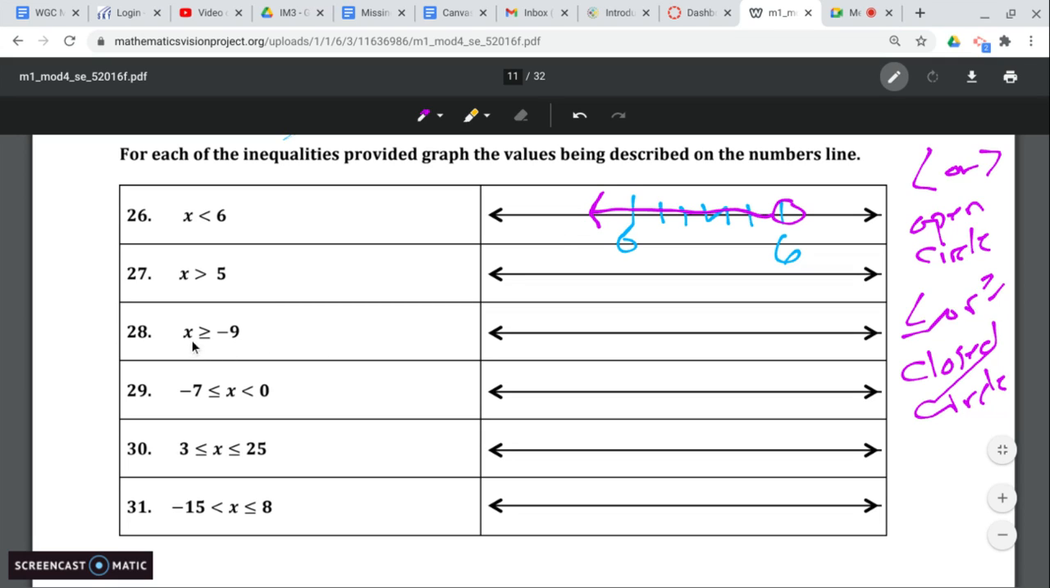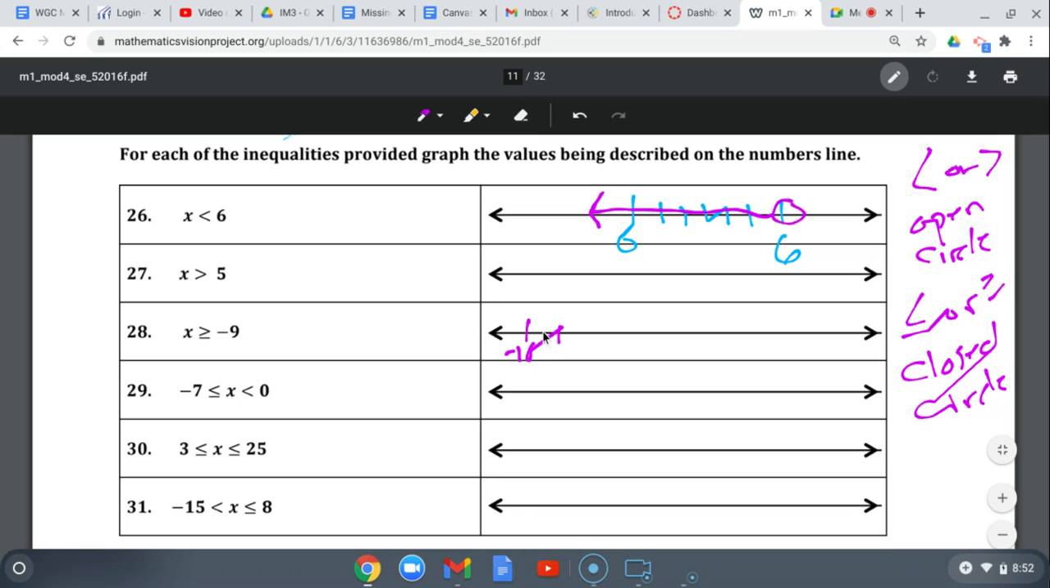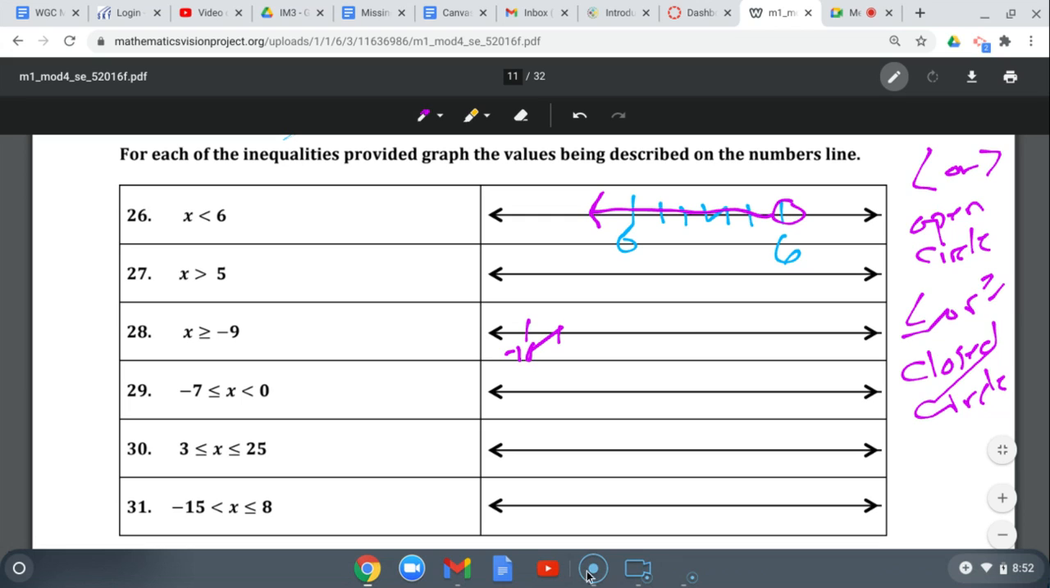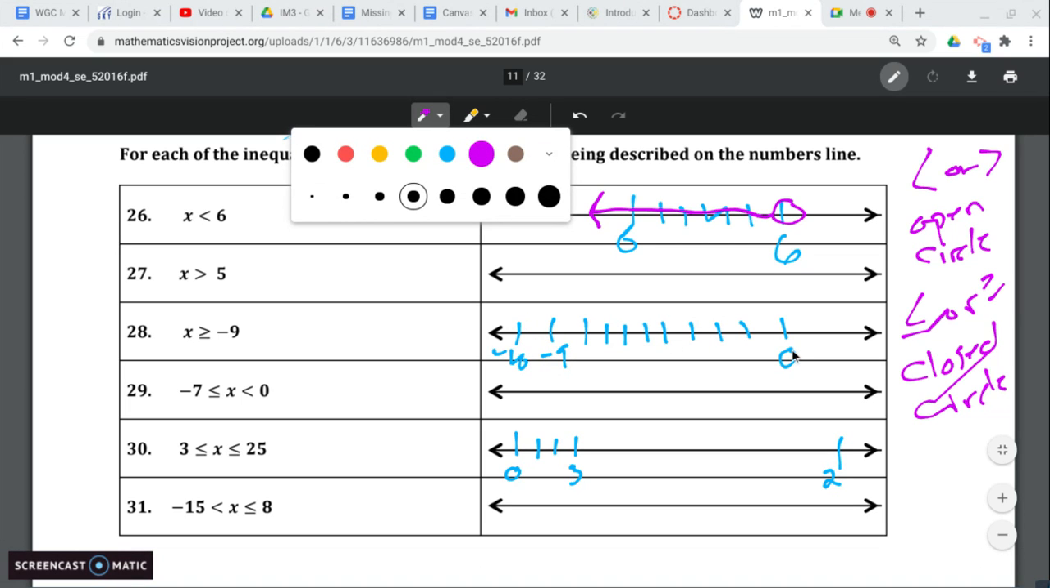Now, for 28, we have x is greater than or equal to -9. So here I'm going to put a -10. We've got -9. Oops, hang on, it's all blurred together. -9, and then we go all the way down to 0.